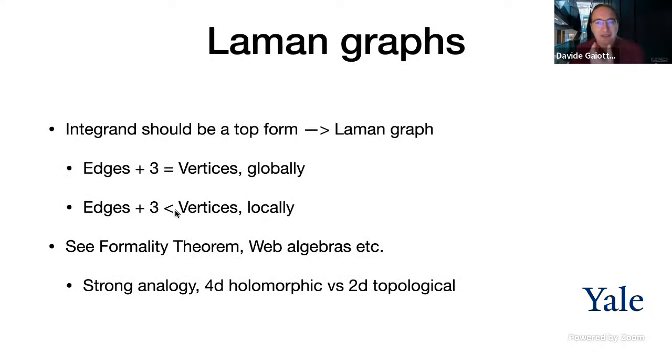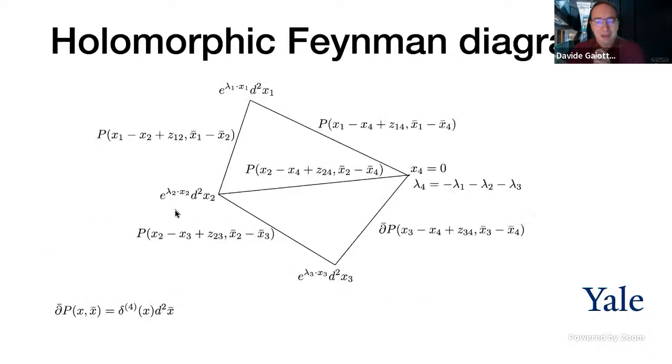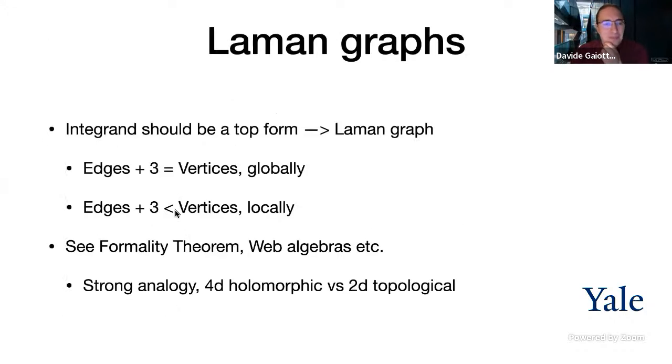And this kind of graphs have a name. They're called Laman graphs. They were studied initially by researchers looking for minimally rigid graphs on the plane. Somehow the counting of degrees of freedom works in a similar way. And they are the same graphs which appear in the formality theorem. They are the same graphs that appear in the Webb algebra paper by Greg Moore, Greg Williams and myself.